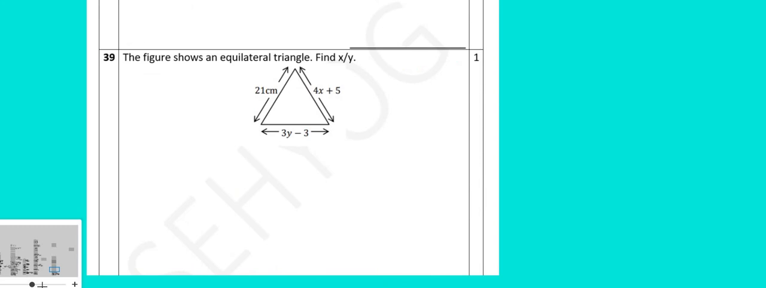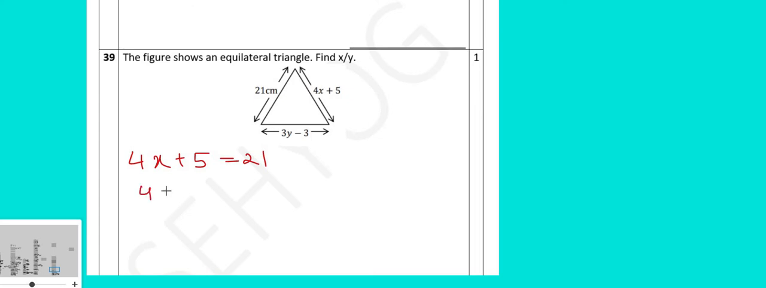The figure shows an equilateral triangle. Equilateral means equal on all the sides. So it is an equilateral triangle and we need to find the value of x and y. So in order to solve this sum, what we do is we write 4x plus 5 is equal to 21.